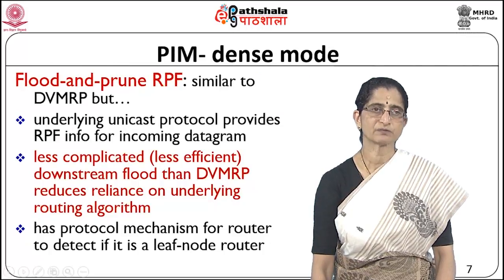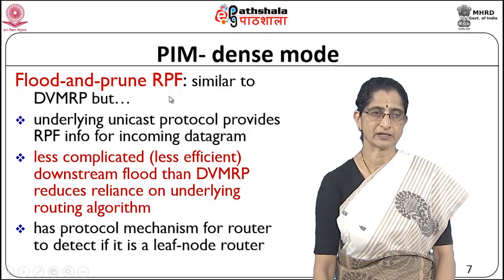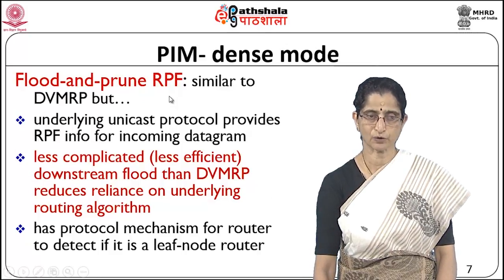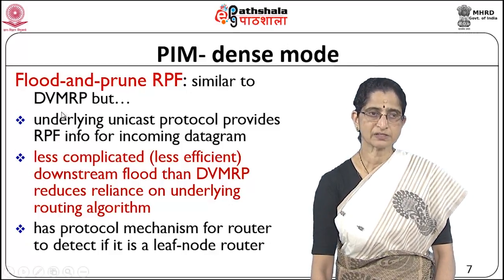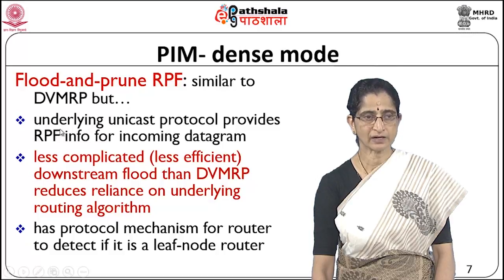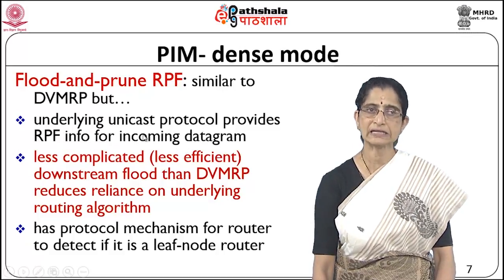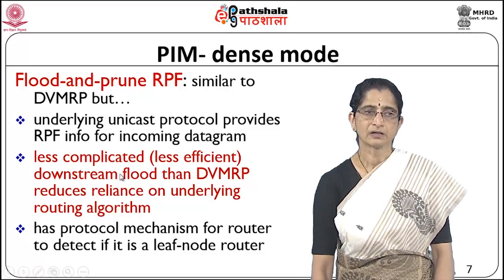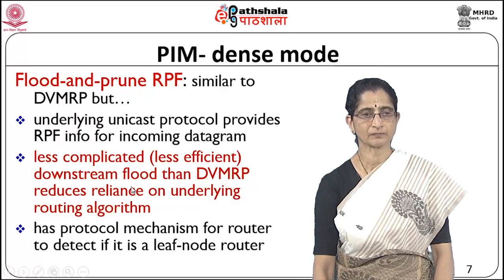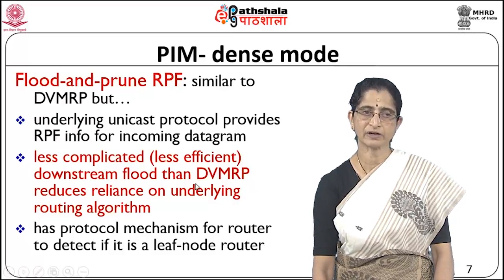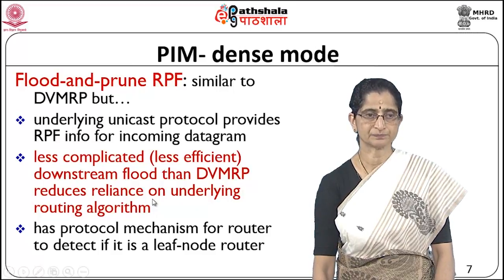So, if you look at the details of the PIM-dense protocol, as we said, it basically uses a flood and prune technique, flood and prune and reverse path forwarding. So, it is similar to DVMRP. The only difference with respect to DVMRP is that the underlying unicast protocol provides RPF info for the incoming datagram. It could be any underlying unicast protocol. The second thing is that it is less complicated in the way it does the downstream flooding when compared to DVMRP, and it reduces reliance on the underlying routing algorithm.